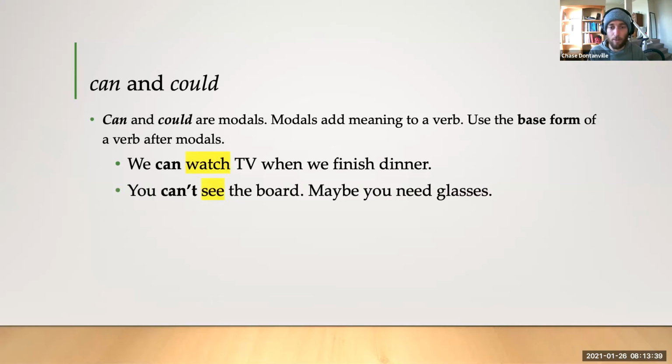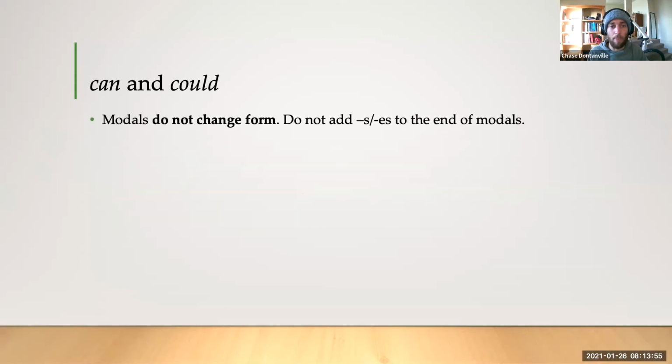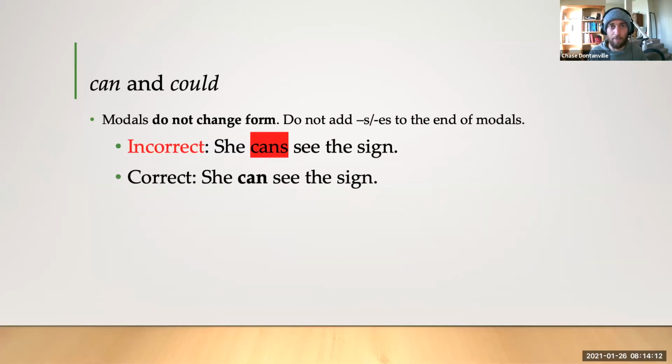You can't see the board. Maybe you need glasses. They couldn't find the museum, so they came home. Okay, in each example, you have different modals. Last one is in the past. And remember, modals do not change form. So never add s, never add es to the end of a modal. So it's incorrect to say, she cans see the sign. Okay, not correct. She can see the sign.